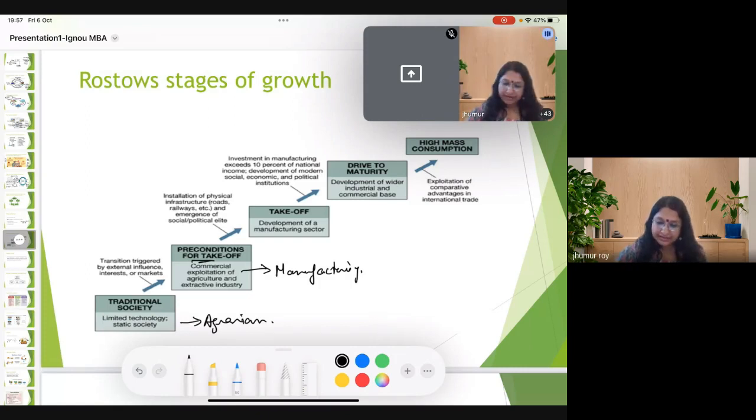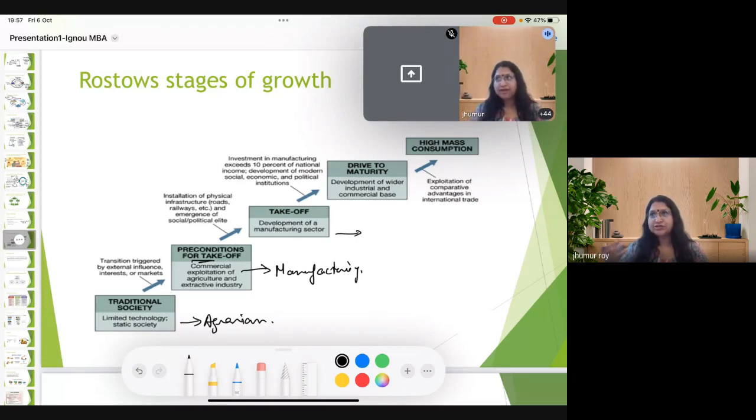Then the next is takeoff. That means now your manufacturing is good. You have food sufficiency, so you are able to produce enough food. Now your manufacturing is also developing. So you come to the stage where you talk about development. Please note, I'm talking about development. Not only is the manufacturing sector developed, along with manufacturing, other things like education, healthcare, infrastructure, all start becoming better.